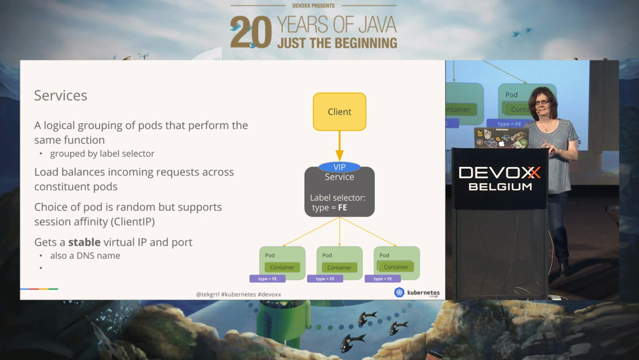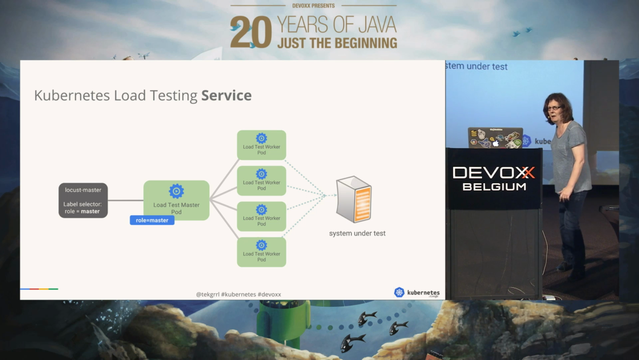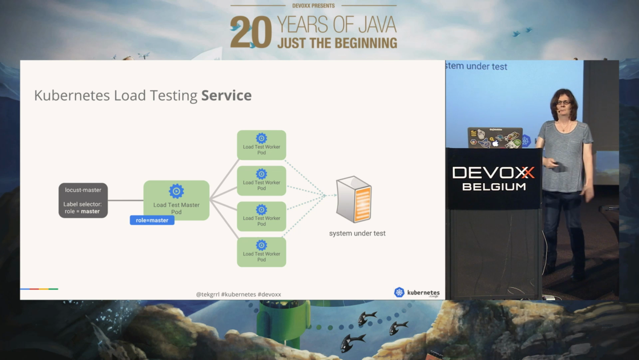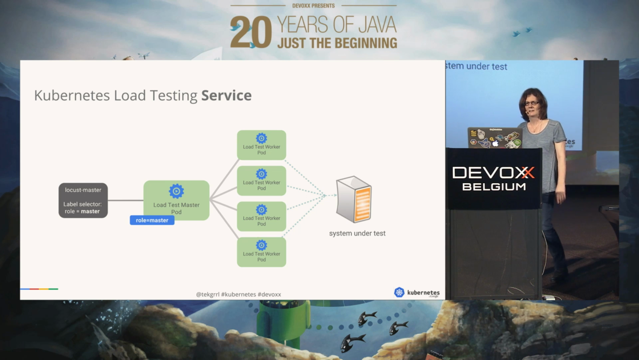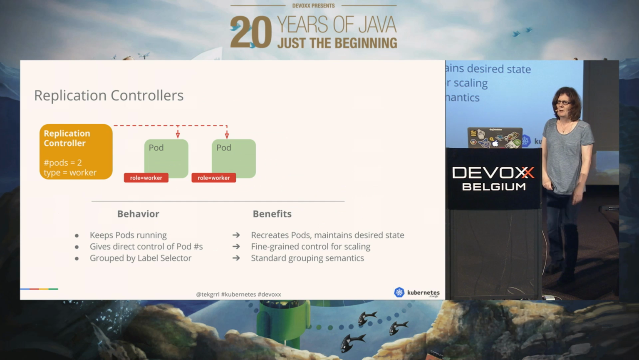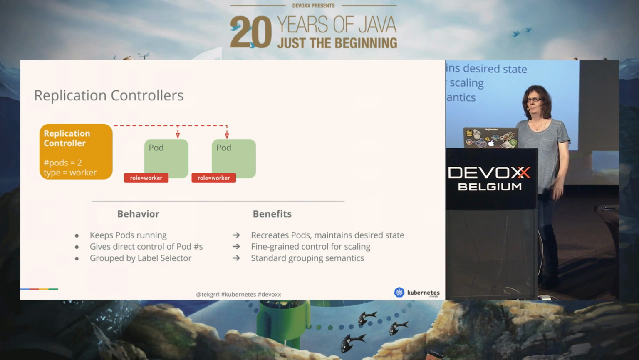So we've looked at labels and services and pods. We're also going to talk about replication controllers in a minute, but they're kind of like an aside. So our Kubernetes load testing service now looks something like this, where we have a service plugged in, which is exposing our master pod to the rest of the world, in this case externally, because we need to be able to access it externally, and the load test master pod talking to the workers, or the workers talking to the master. Okay.